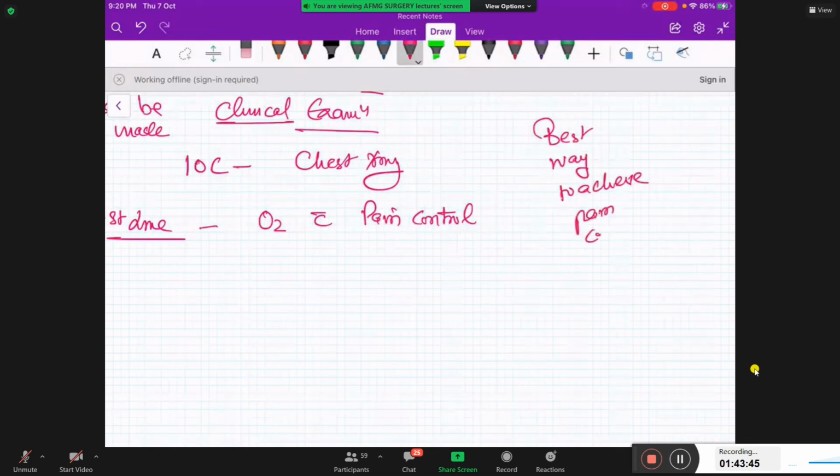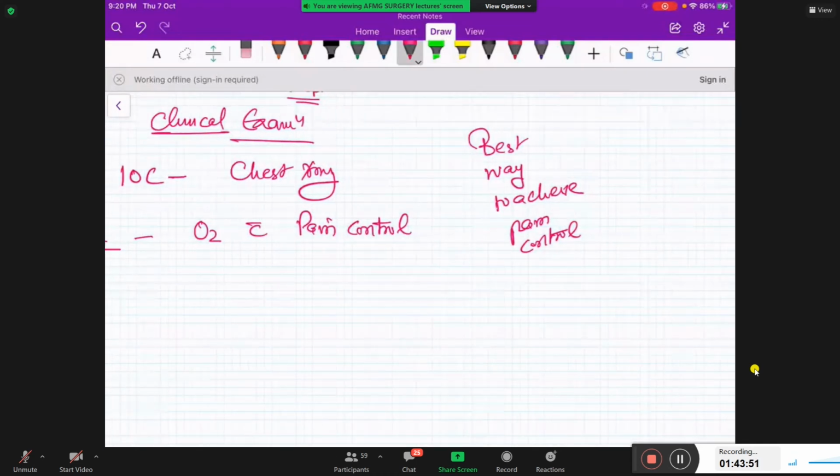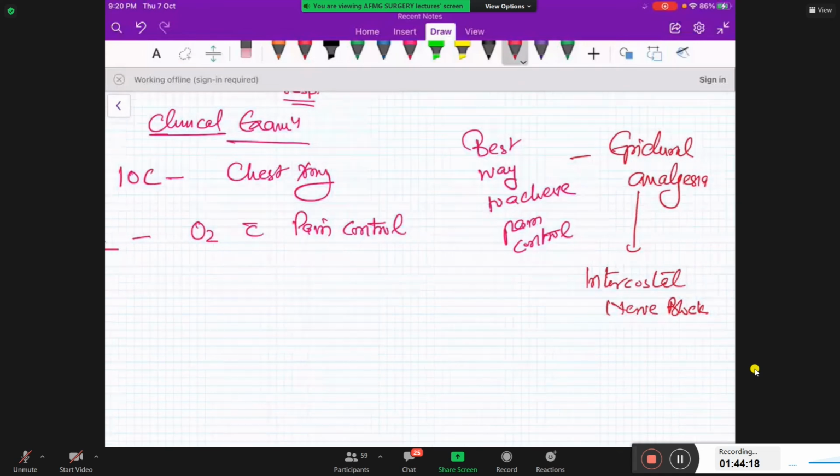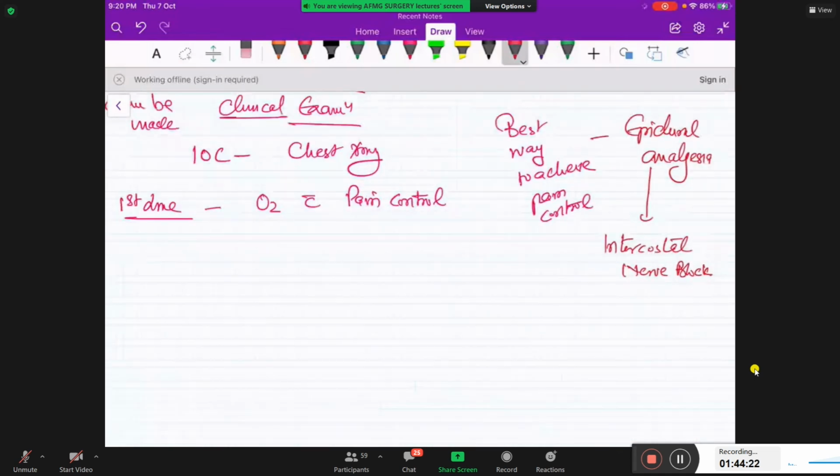The best way to achieve pain control in flail chest, a very commonly asked question, is epidural analgesia. Best way to achieve pain control in a flail chest is epidural analgesia. If that is not there in your choices, then it is intercostal nerve block.